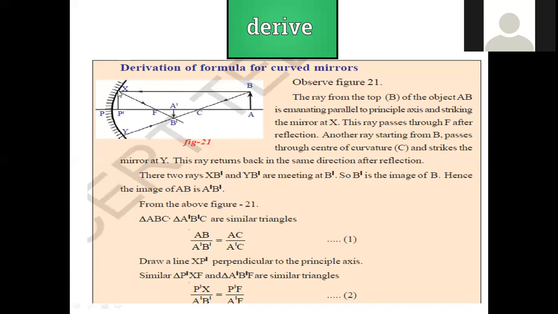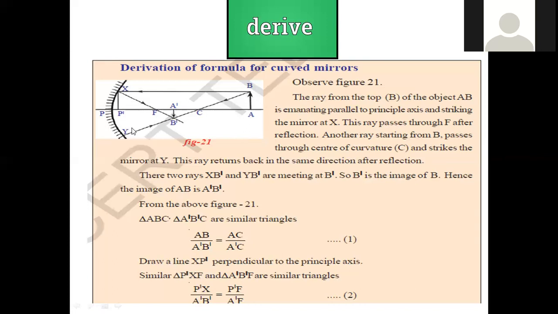After hitting, what happens? It will be reflected. It will bend at a certain angle and pass through the focal point F. That reflected light is passing through the focal point F and reaches the point called B prime. So here it used to pass through the B prime point, right? So this is condition 1. Let us move on to another ray.